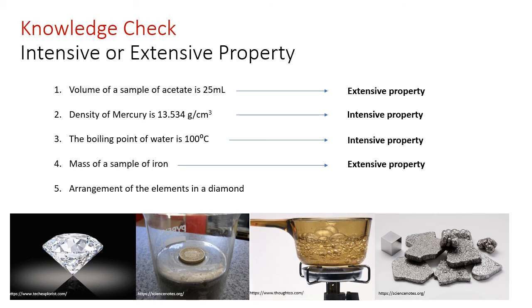And the arrangement of the elements in a diamond. This is an intensive property. The carbon atoms that make up a diamond are in a specific arrangement or crystal structure. And it doesn't matter whether you have a diamond chip or a 3-carat diamond, the arrangement of those elements is going to be the same.